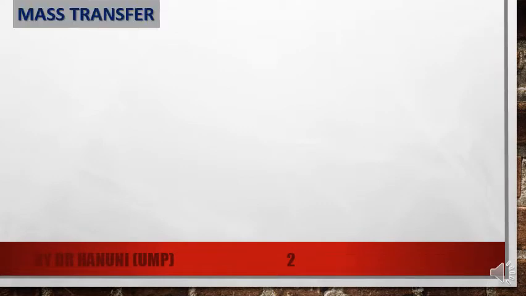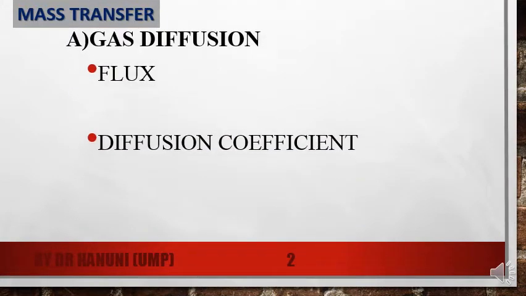Right, if you still remember, in the previous chapter, we already covered part of gas diffusion, where we learned how to measure the flux, which depends on the type of mechanism that occurs, whether it is equimolar or A diffusing through non-diffusing stagnant B. Then after that, we learned about the diffusion coefficient, the DAB.